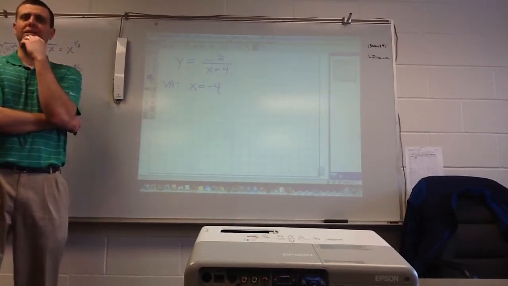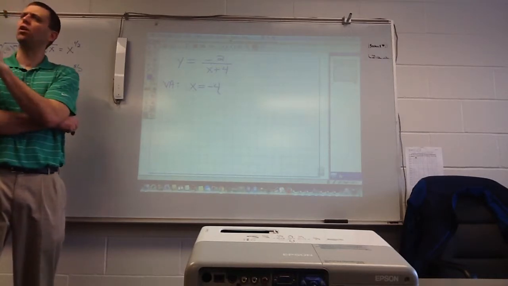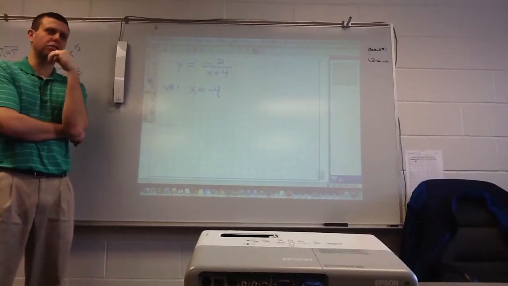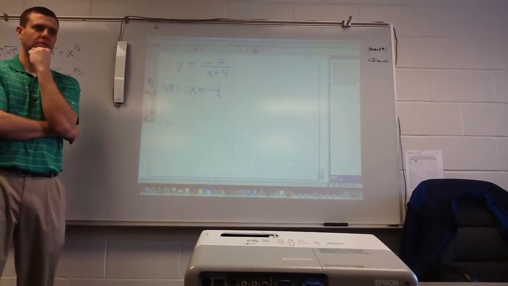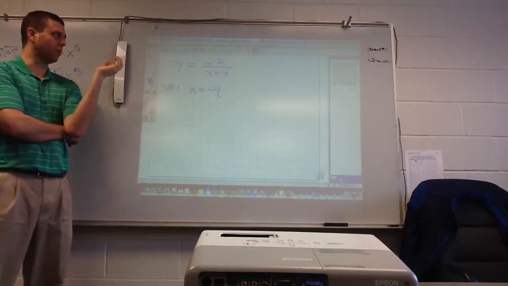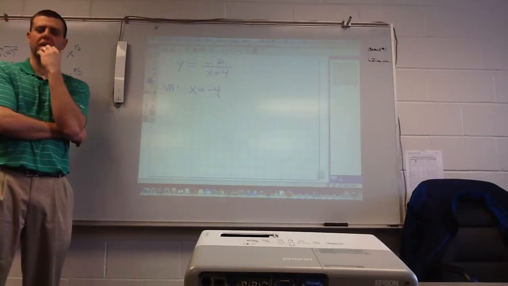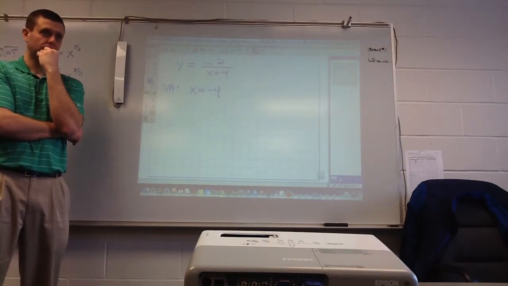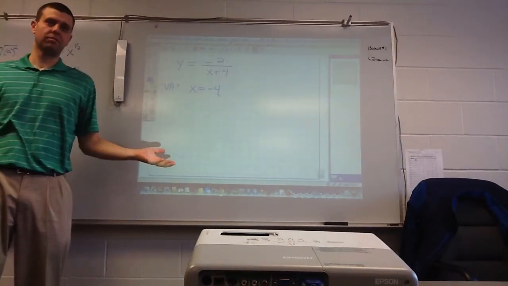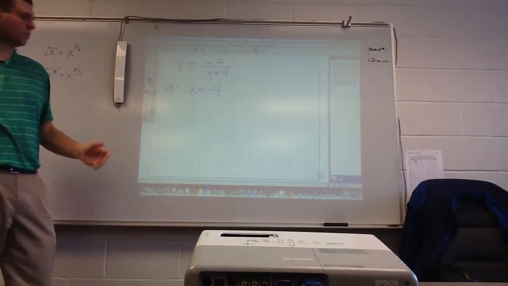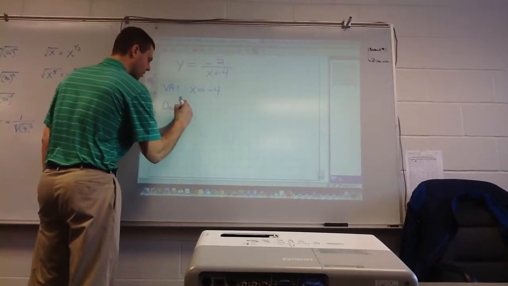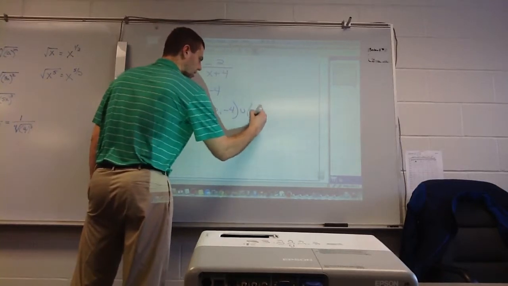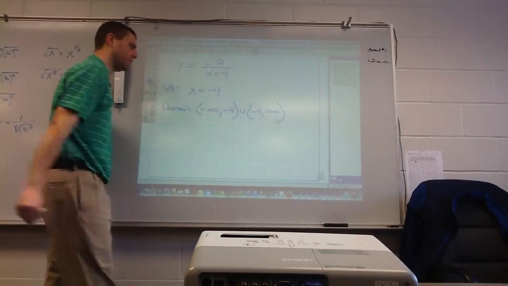You should also know your domain then at this point. Domain is all of your what values? X values. Well, what x values are you going to be able to use when it comes to this graph? What numbers are you going to be able to plug in for x and expect to get an answer for y? -2 over x plus 4. So every number except -4, right? So therefore my domain is every number from -infinity to -4, and then again from -4 to positive infinity.